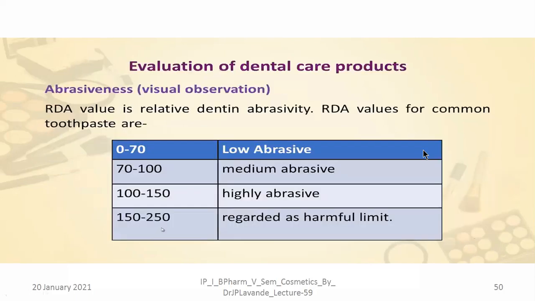With this, we will move to the evaluation of dental care products, which consists of the abrasiveness test. This can be done by visual observation. The RDA value is relative dentin abrasivity, and these values are for toothpaste products. If we get a value of 0 to 70, it is low abrasive. 70 to 100 is medium abrasive. 100 to 150 is highly abrasive. 150 to 200 is regarded as the harmful limit.